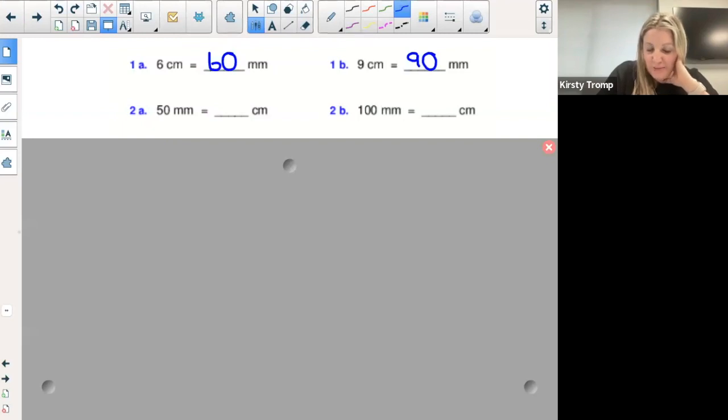Right, Tando. 2A. Let's go. Millimeters to centimeters. What must I do? Ma'am, we divide by 10. Good. Right, so 50 millimeters. How many centimeters? 5 centimeters. Good. And for B, 100 millimeters. How many centimeters? 10 centimeters. Well done. Thanks, Tando.